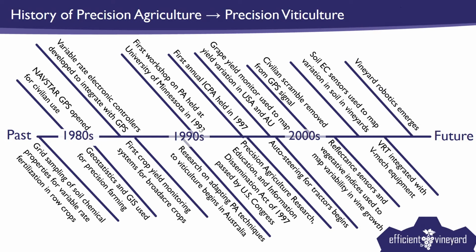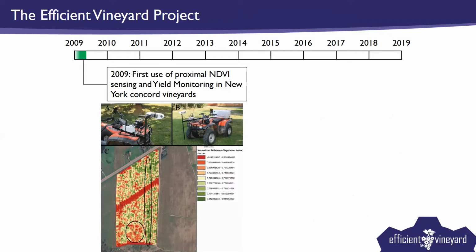And now we're kind of in a robotics sphere. Like I mentioned, the self-driving cars. So there's a lot of this type of interest for viticulture scenarios, and part of our project is dedicated to some of those technologies as well. So this brings us into kind of another timeline, which is the personal timeline of Efficient Vineyard.